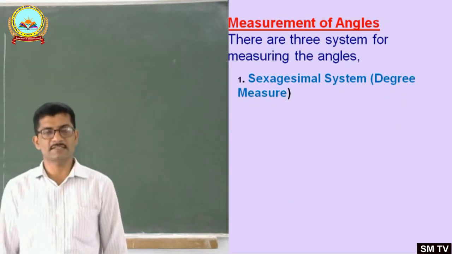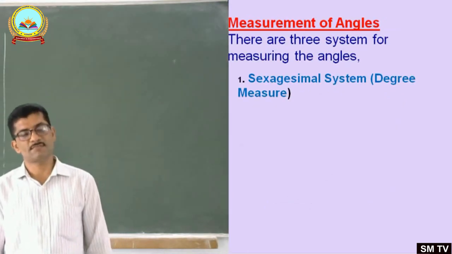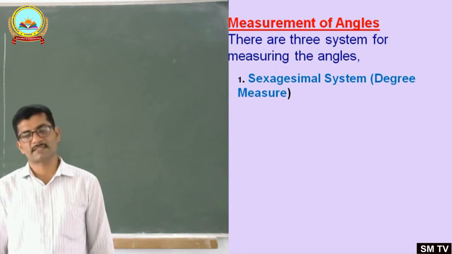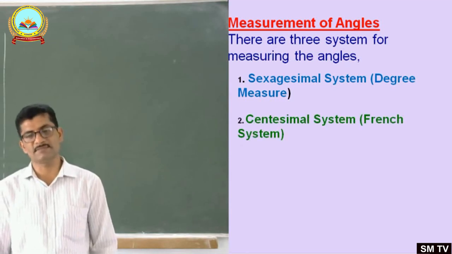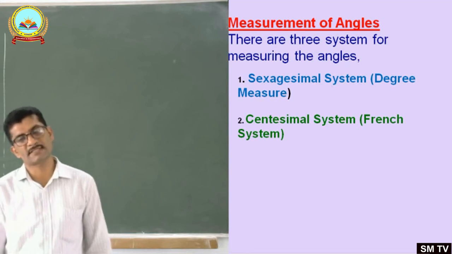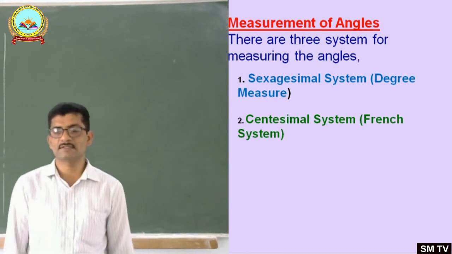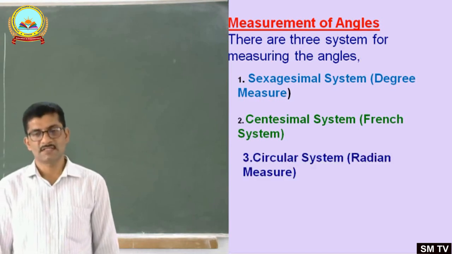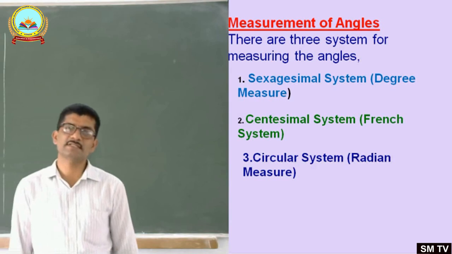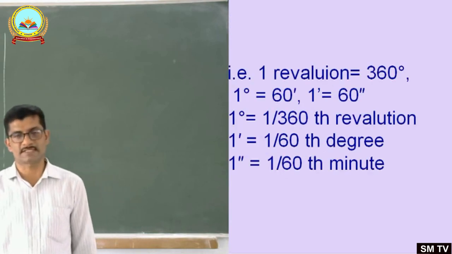There are three systems of measurement of an angle. The first system is sexagesimal measure or degree measure ಅಂತ ಕರೀತೀವಿ. The second is centesimal measure or French measure or grade measure ಅಂತ ಹೇಳ್ತೀವಿ. The very important measurement is the circular or radian measure.